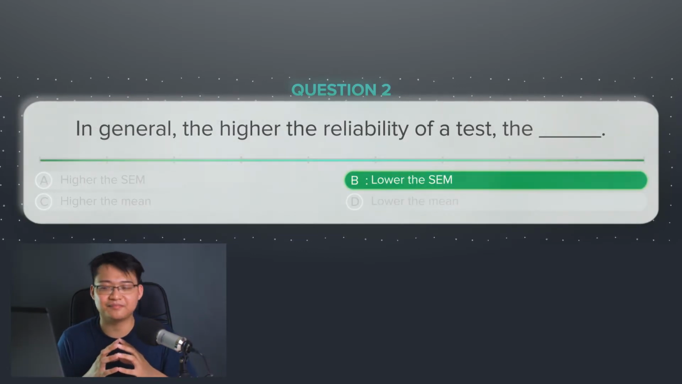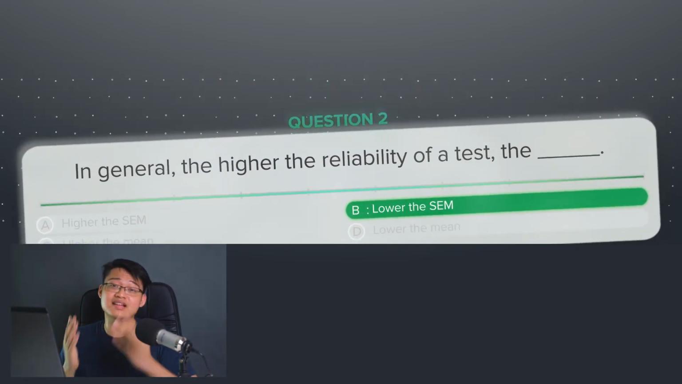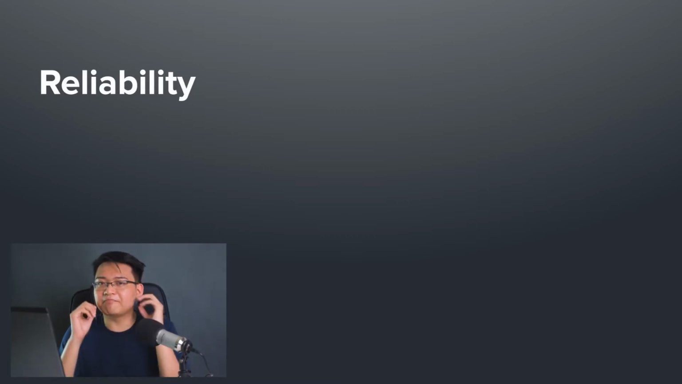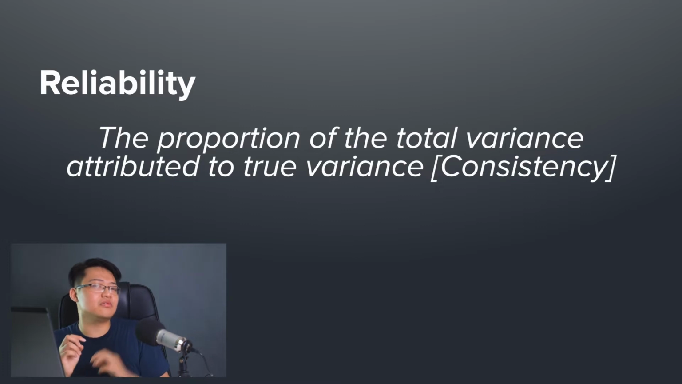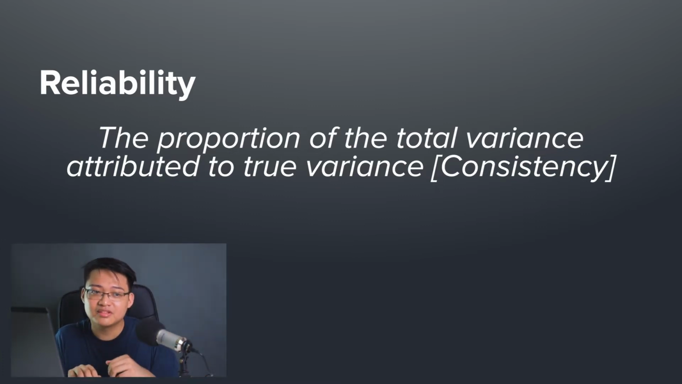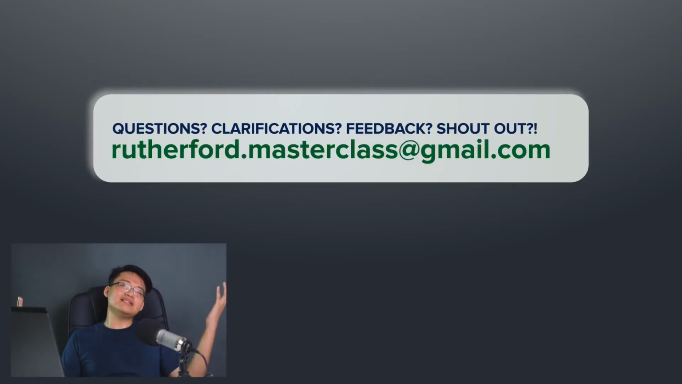Lower the SEM. So, tinatanong lang naman natin dito talaga is what is the relationship between reliability and standard error of measurement? Well, basically they are opposite because reliability is a question of precision. Meaning, kung 100% ang reliability mo, 100% ang precision mo, you scored 50 on a test, that means 50 ang true score mo or yun yung true ability mo or true knowledge mo, whatever the test is about. But that never happens, of course.